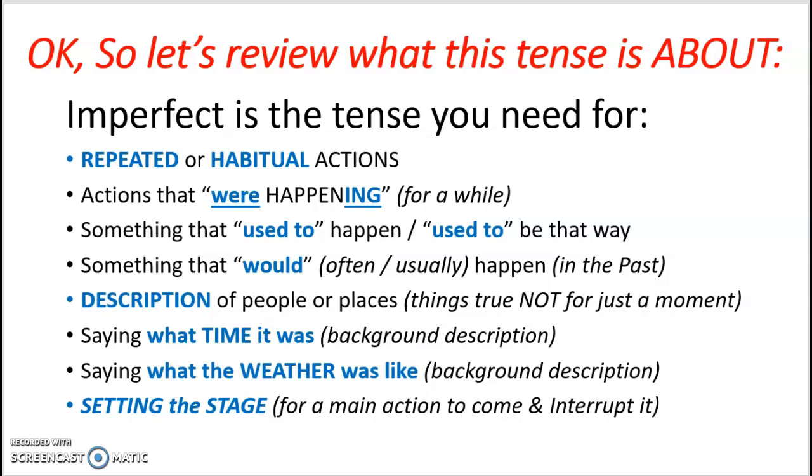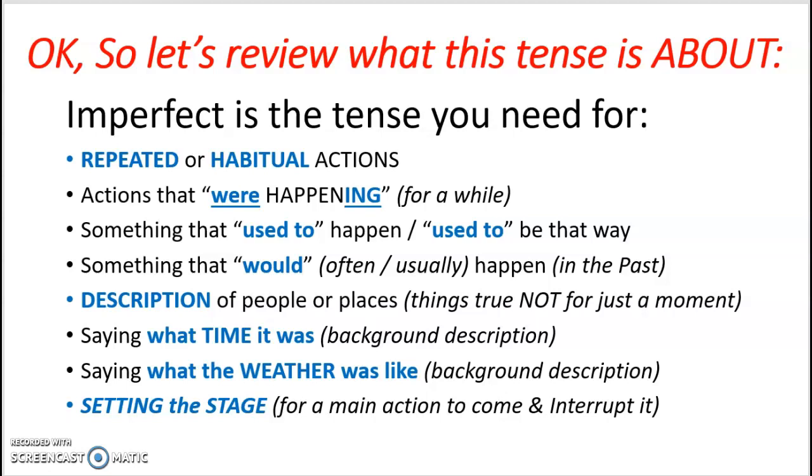Right. So if you're dealing with something that's repeated, something habitual, it needs the imperfect. Anything that was happening, or things that were happening for a while, that needs the imperfect. Anytime when you see the words "used to," it's a dead ringer right there. Just use the imperfect. In fact, with "used to," or, as you see in the next step, something that would often happen or would usually happen in the past, you don't need the words "used to" or "would." You just need the imperfect tense.